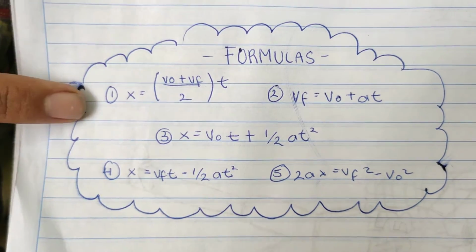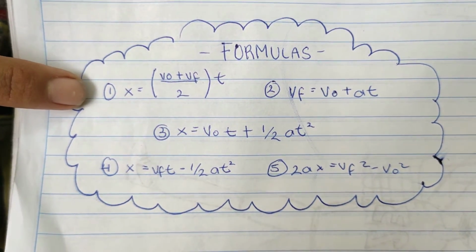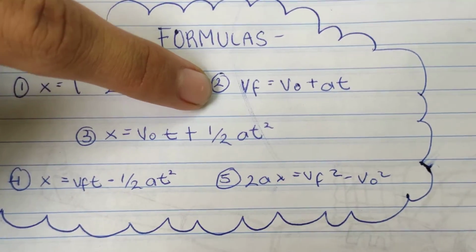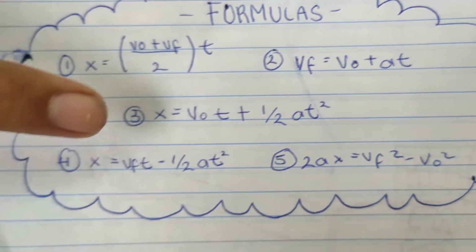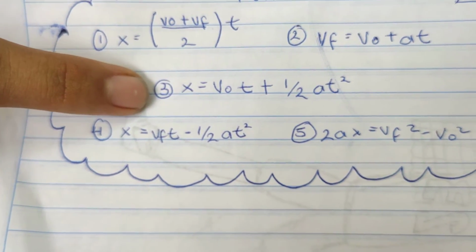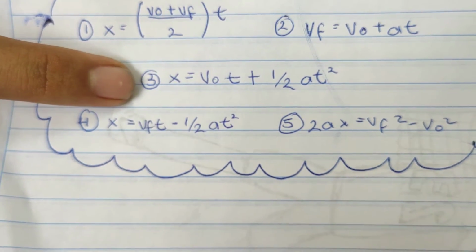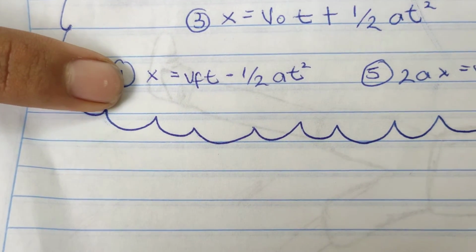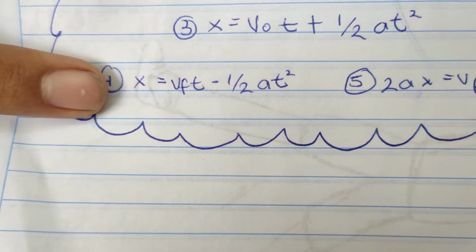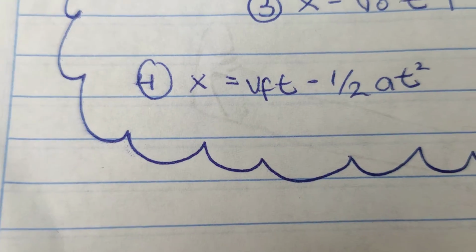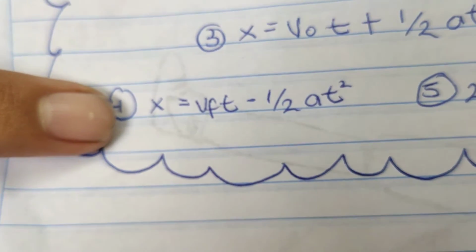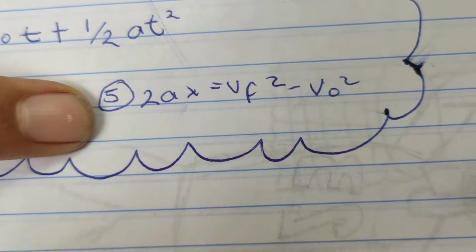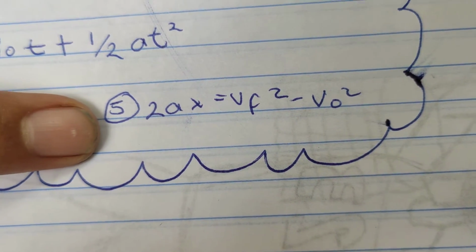We utilize this formula to calculate distance without acceleration. This is the one we use to calculate final velocity. This is the one we use to calculate distance with acceleration. This is the one we use to calculate distance with acceleration and final velocity. And the last one, this is the one we use to calculate 2ax.